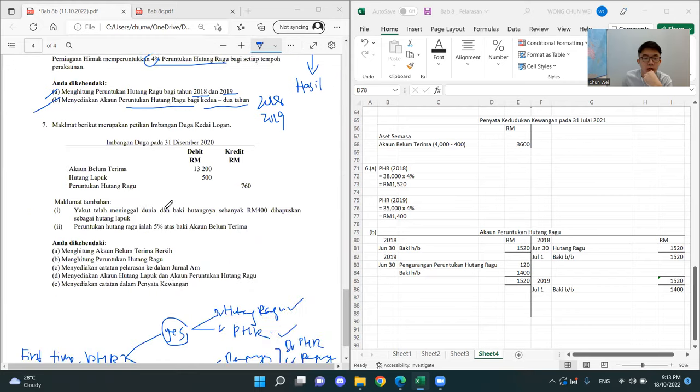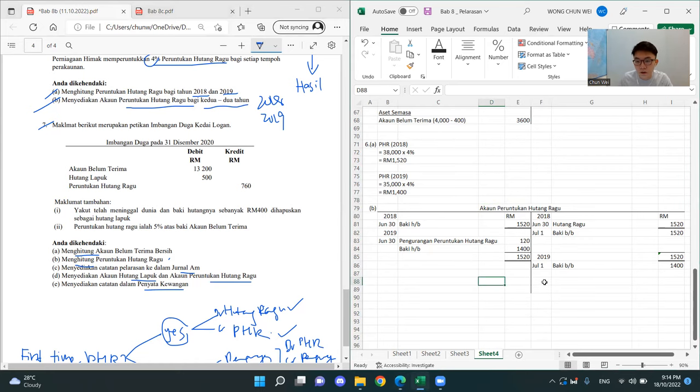Cool. All right. So last one. Question 7. Not last of the day, last for bab 8B. So you can see that this question is a combination of everything. The account hutang lapuk. Do you have hutang lapuk terpulih here? Not sure. Okay, but you can see a hutang lapuk and also a peruntukan hutang ragu. So here you have to menyediakan ABT, hitung ABT bersih, hitung PHR, sedia jurnal am, sedia akaun hutang lapuk dan akaun PHR, and menyediakan akaun dalam penyata kewangan. Penyata kewangan means the akaun hutang ragu and penyata kedudukan kewangan.